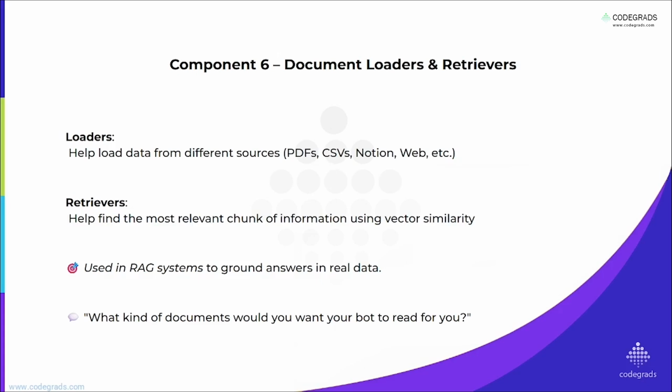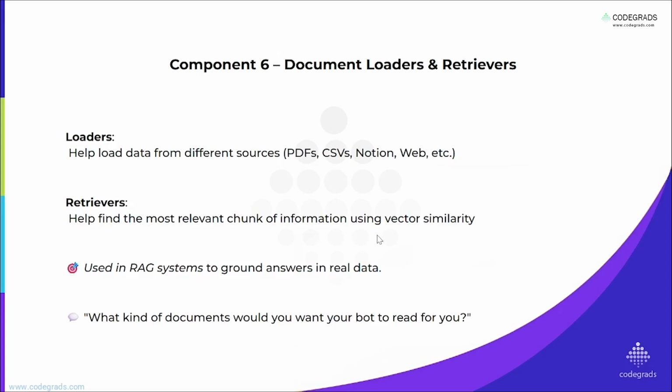Then we also have text splitters to chunk the documents, as we have seen in the architecture. After feeding the PDF, a much longer PDF cannot be fed to the LLM in one go, so we need to create chunks. For that, we need a text splitter. After creating the chunks, we convert them into embeddings, and after embedding, we store them in the vector database. For retrieving them from the vector database, we need the retriever, which helps find the most relevant chunk of information using vector similarity.